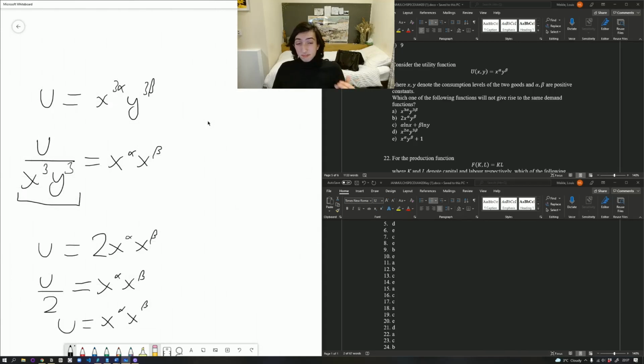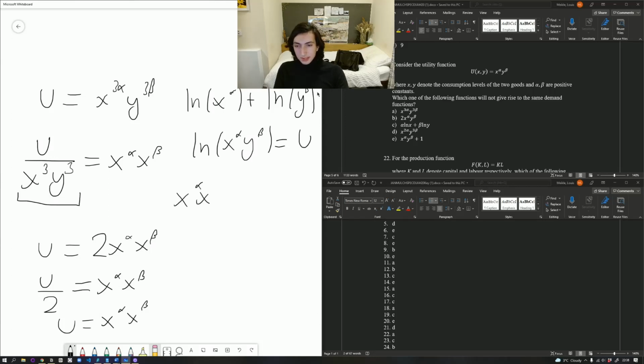It's just another method. If you remember your log rules, you can take the number at the front of a log and then move it to there. So you can essentially have ln x^alpha plus ln y^beta. And if you remember log rules again, if you add 2 logs, you can multiply them. So you can have ln of x^alpha y^beta, which is going to be equal to u. And then you can essentially put everything to the power of e. So you could have something like x^alpha y^beta.